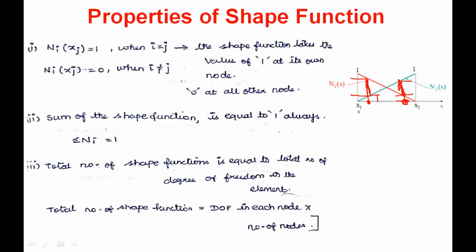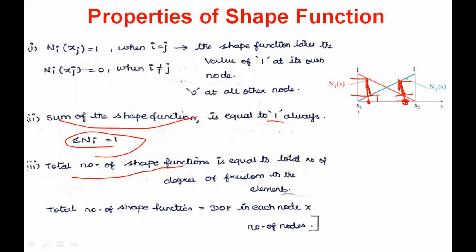And the second property is the sum of all the shape functions is equal to 1 always. This property is useful for checking whether the shape functions are correct or not. When we solve the problem, we will use this property mostly. Mathematically, sigma Ni is equal to 1, where i varies from 1 to n, the total number of shape functions.